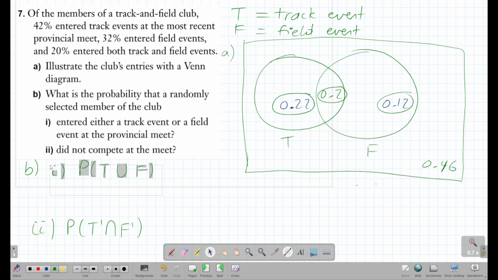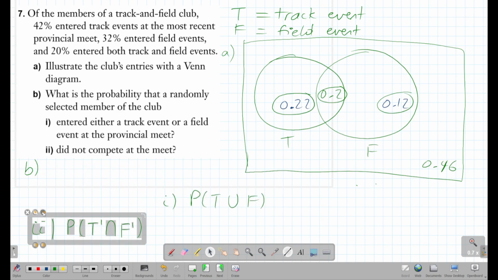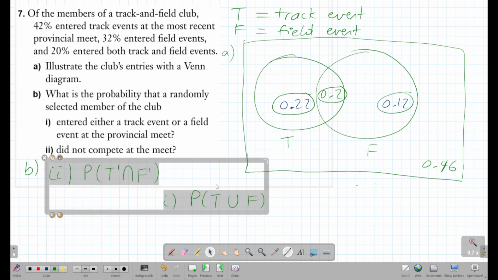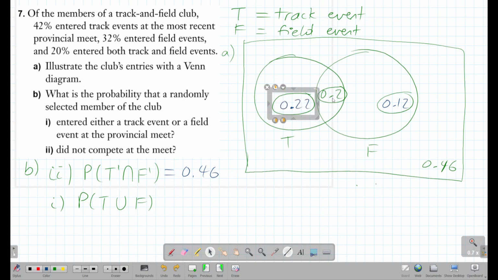I'm going to switch the order here. For 2, it's going to be just 0.46, because we took the time to calculate that. Then for 1, we've got to take the time to calculate this too. So let's get on with it.